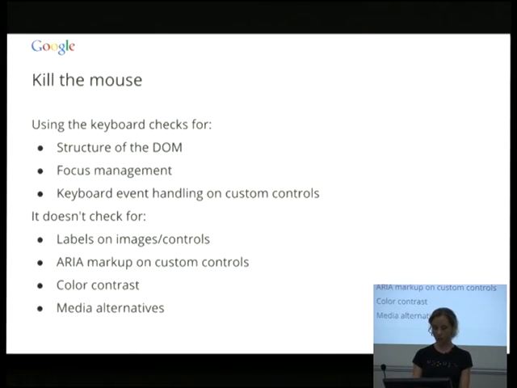However, it does not check for things like labels on images and controls, ARIA markup on custom controls. How are you going to know that just using a keyboard? It doesn't check for color contrast. So you may have great eyesight and you may not actually realize that something is too low contrast for someone with poorer eyesight than you, or maybe on a poorer monitor. It doesn't check for media alternatives, so things like subtitles on a video or transcripts.